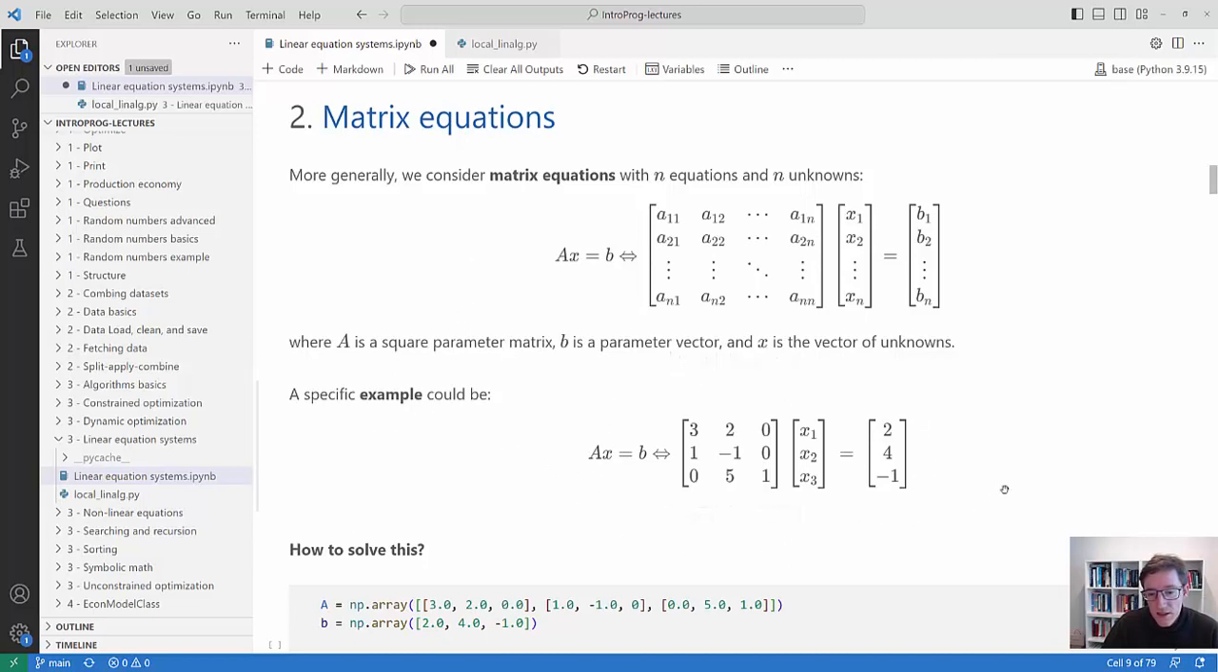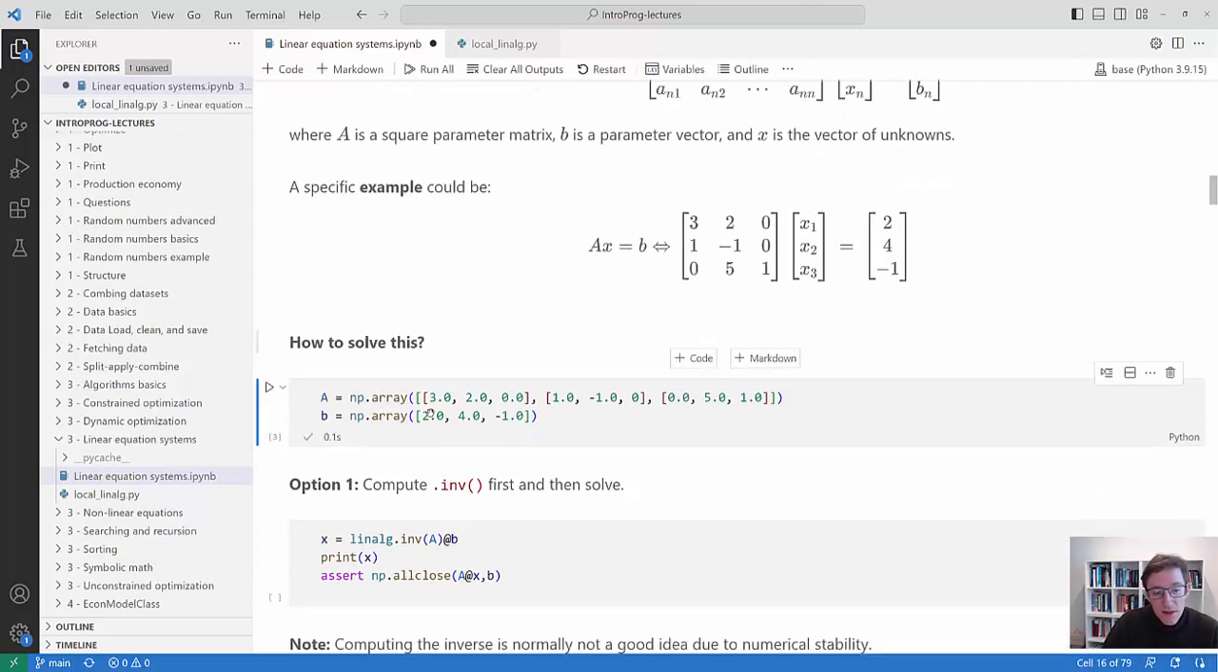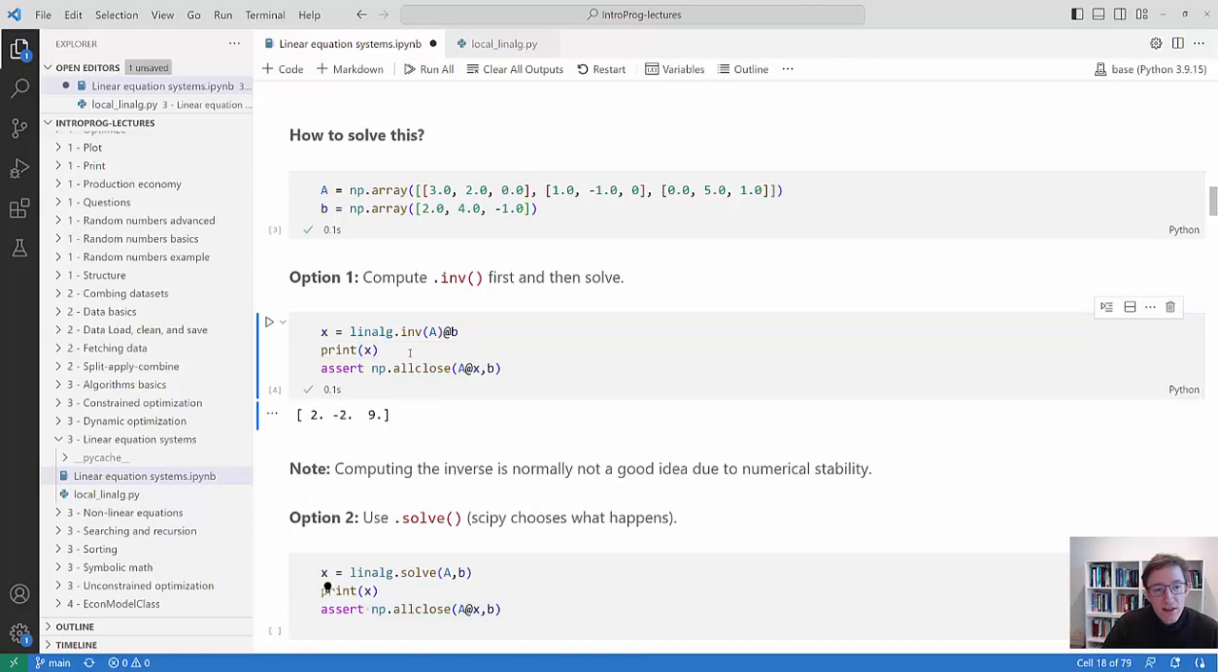Specifically, we can look at this 3 times 3 example down here, which might be something that we for some reason want to solve. Here I've just set up the two matrices as we have them, and then we can of course do exactly as we did before, compute the inverse and find the solution this way. There are reasons why this is often not a good idea. This inverse here can sometimes be numerically problematic.